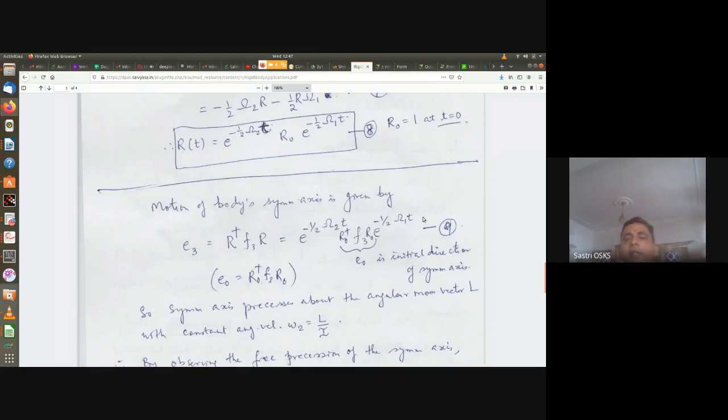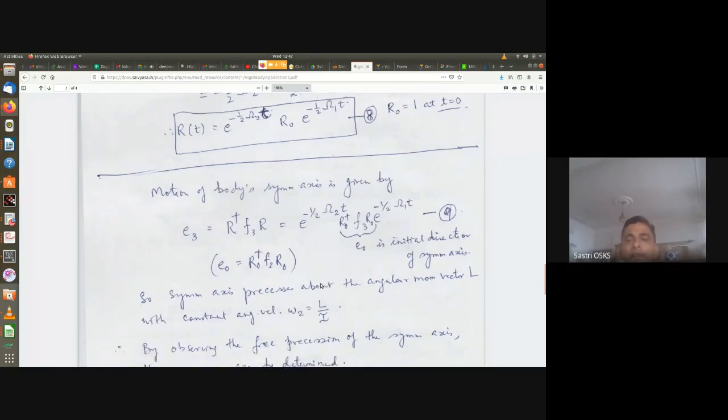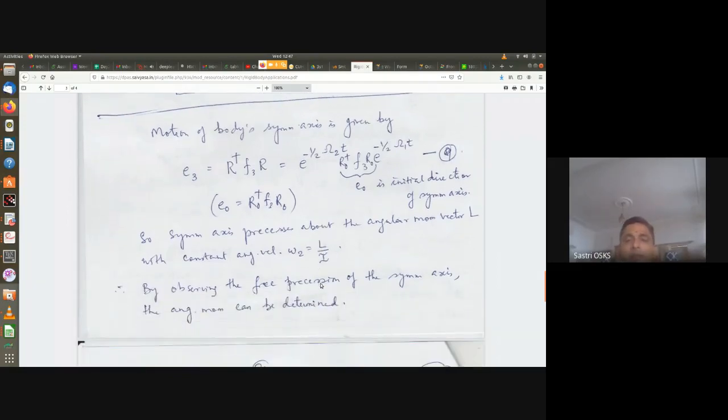And so is it correct? Let's check this. Minus half omega 2. Check this out, okay? I think something is wrong, because R dagger should contain both, and R also should contain both. So this half might not come, I feel. Just check this out, please. There's some mistake, I think.